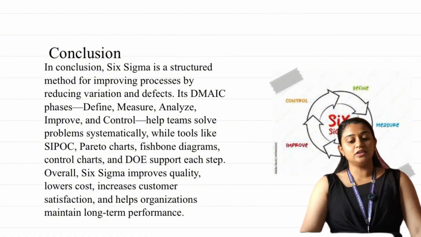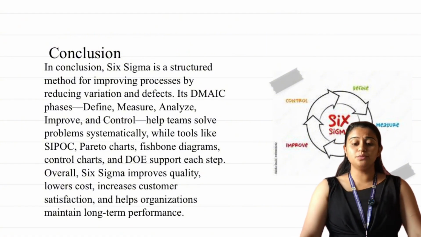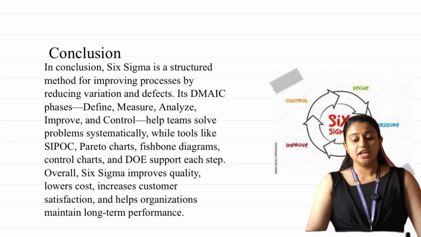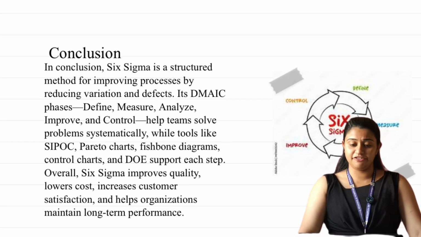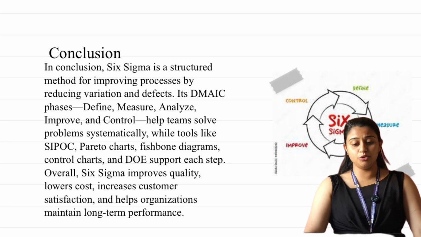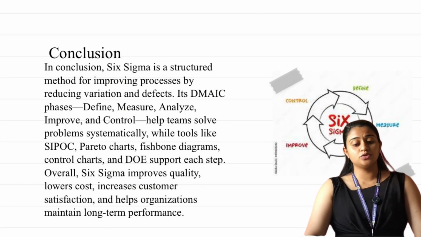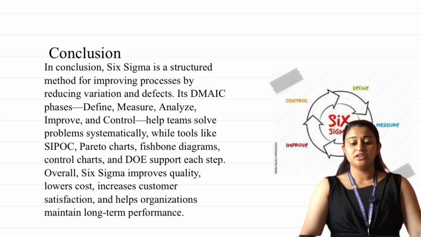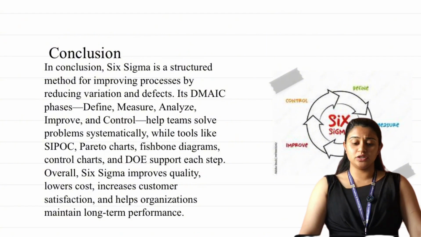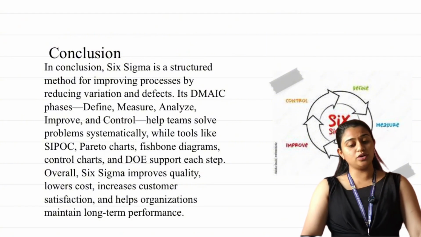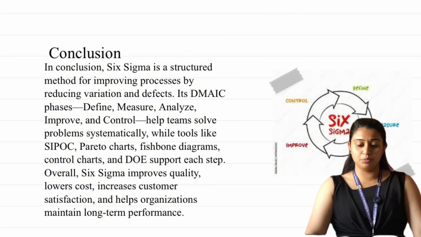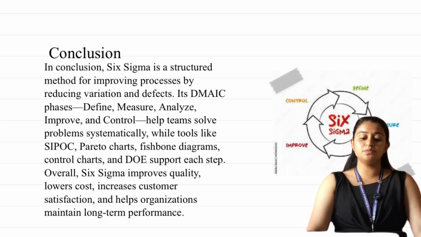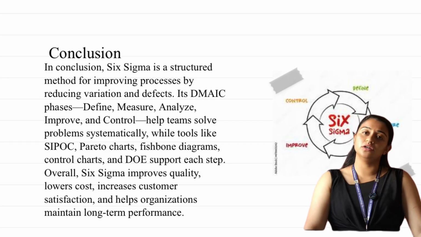Conclusion. In conclusion, Six Sigma is a structured method for improving processes by reducing variation and defects. The DMAIC phases, define, measure, analyze, improve and control, help teams solve problems systematically, while tools like Pareto charts, fishbone diagrams, control charts and DOE support each step. Overall, Six Sigma improves quality, lowers cost, increases customer satisfaction and helps organizations maintain long-term performance.